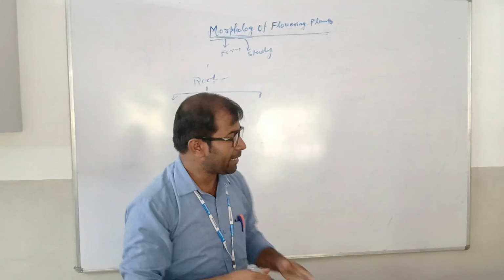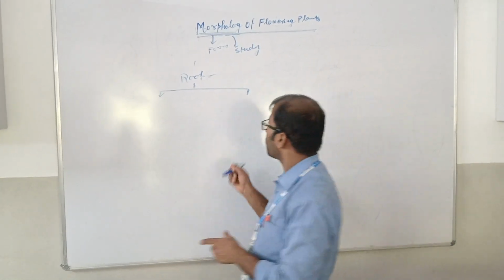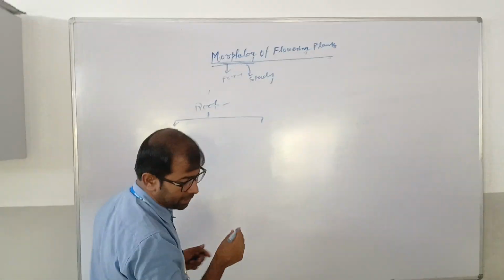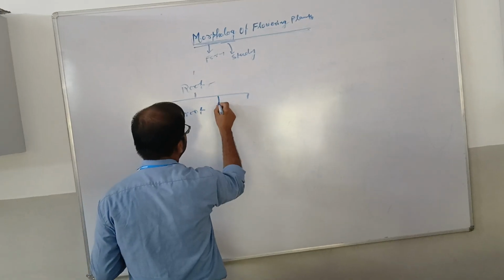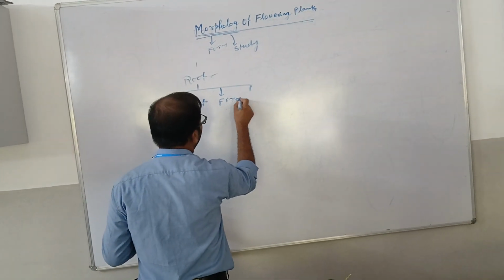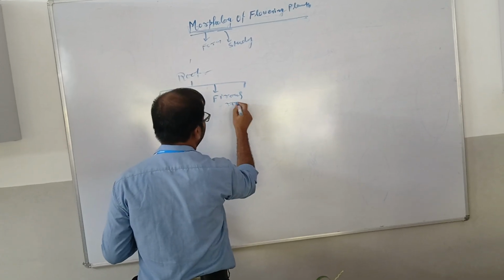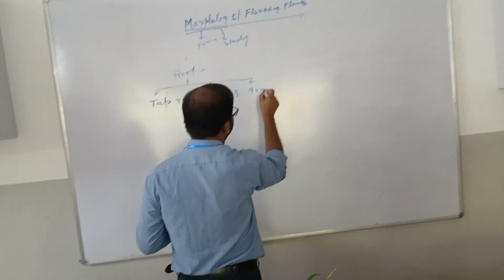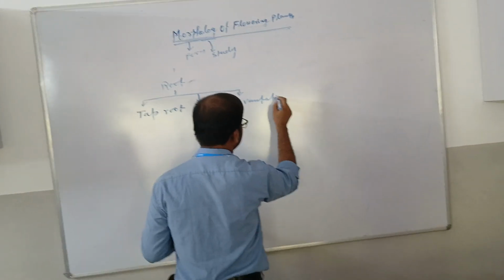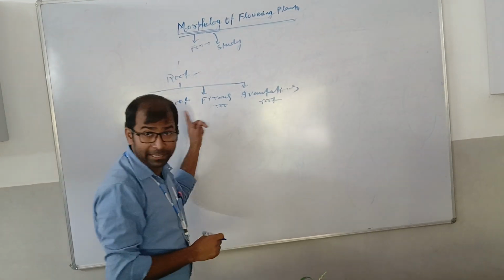So, I write here, roots are basically of three types. You read about the three types of root. One is known as the tap root. Second one is known as the fibrous root. And third one to learn about is the adventitious root. Okay, we read about the three types of root.